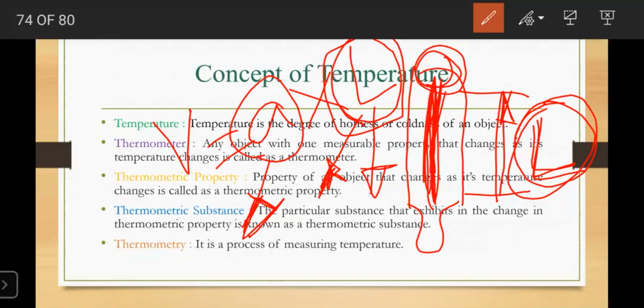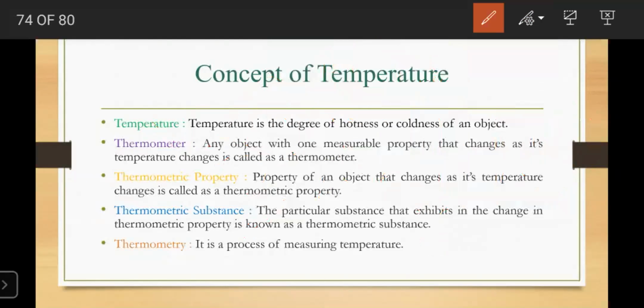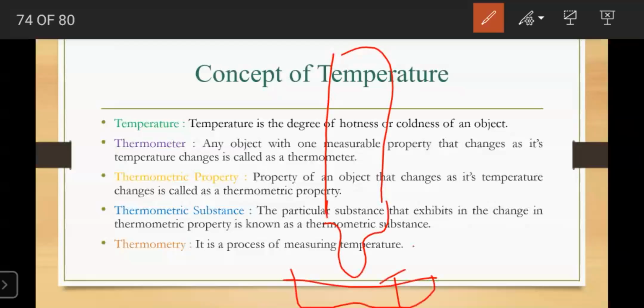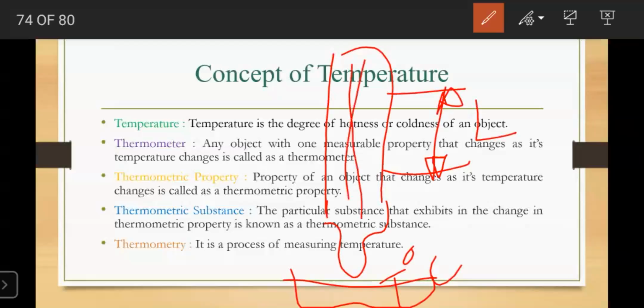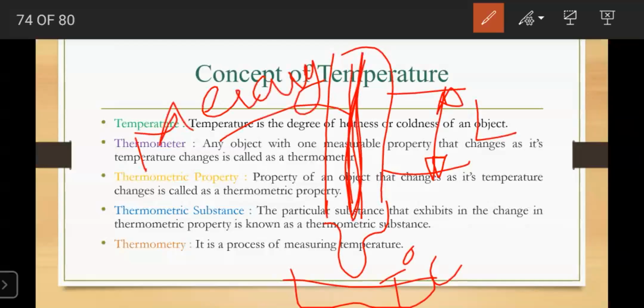Got it now? Clear, everyone? Okay. So I will ask you one by one. I am taking a thermometer here, an object which is at T degree centigrade, and here the length is L, the change in length. Mercury is there inside. This is mercury. You have to say, first one: what is the thermometric property here?